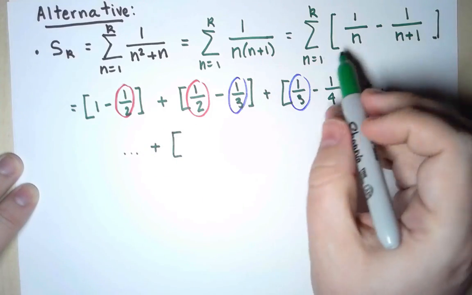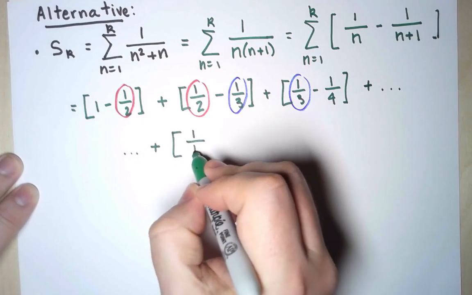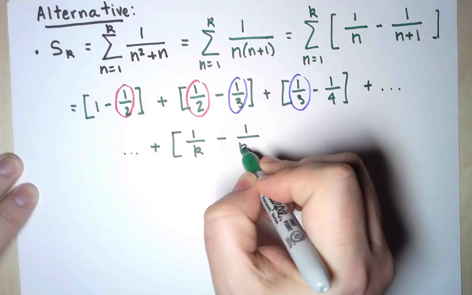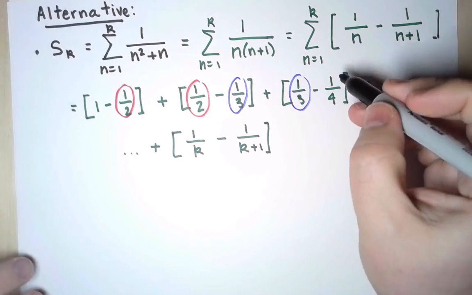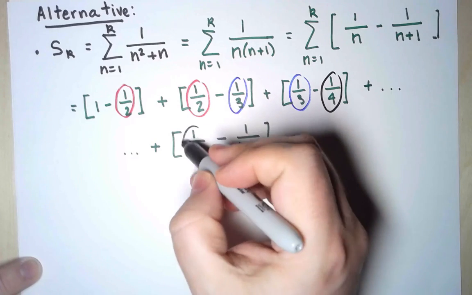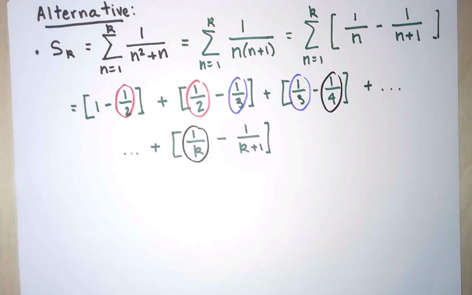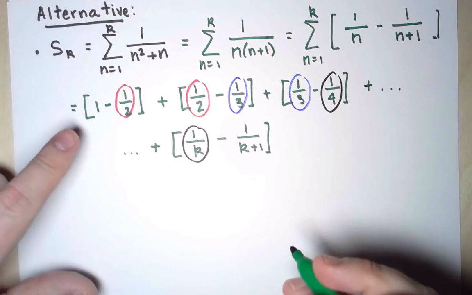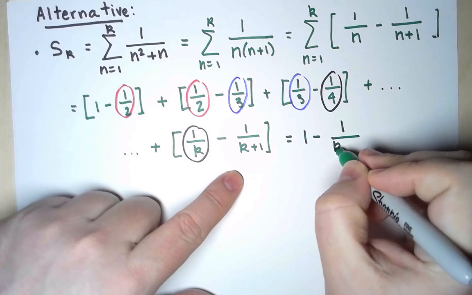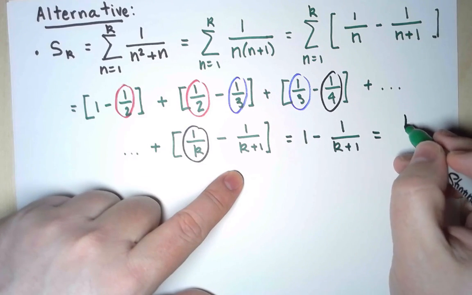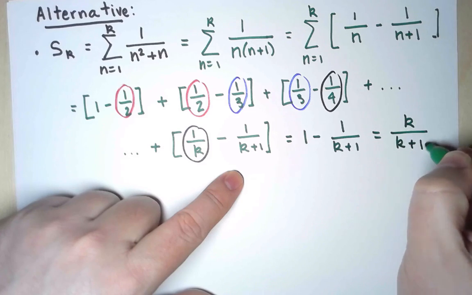And the last term will be when n equals k. And I get 1 over k minus 1 over k plus 1. And again, all the terms cancel. This minus 1/4 cancels with something there. This 1 over k will cancel with minus 1 over k. And I'm left only with two terms. The first term, which was 1, and the last term, which is minus 1 over k plus 1. And this simplifies as k over k plus 1.